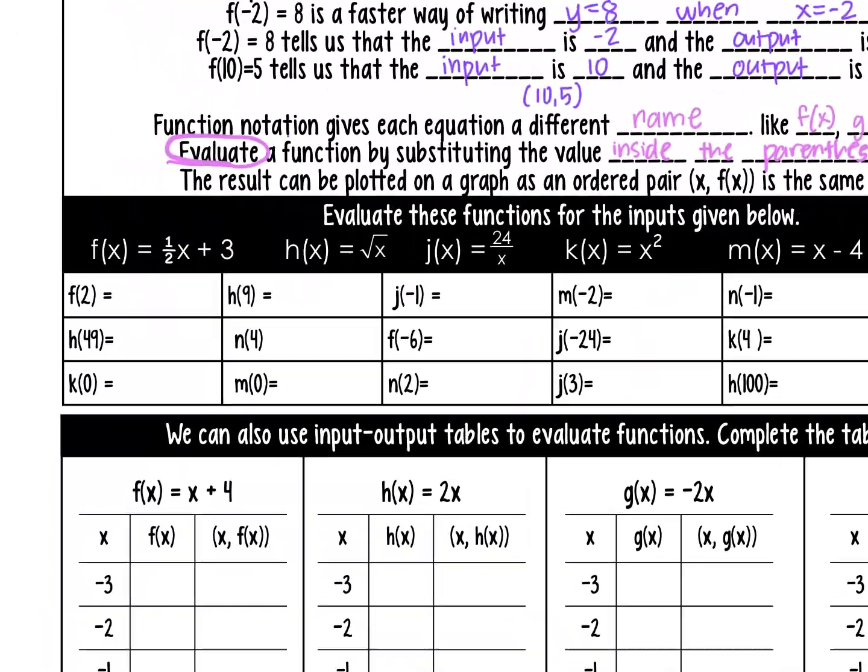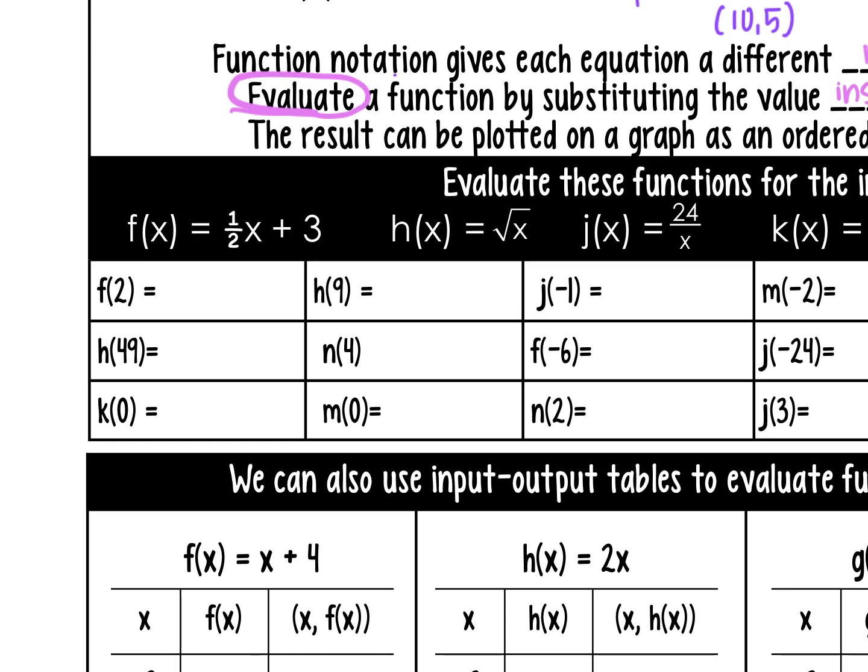So my first problem I'm going to look at, it says f of 2. So what that means, I'm going to put it into the f function. So I take half of 2, gives me 1, add the 3, and I've got 4. Let's try h of 49. The h function tells me I take the square root of 49. So I'm looking for a number times itself that'll give me 49, and that number is 7.